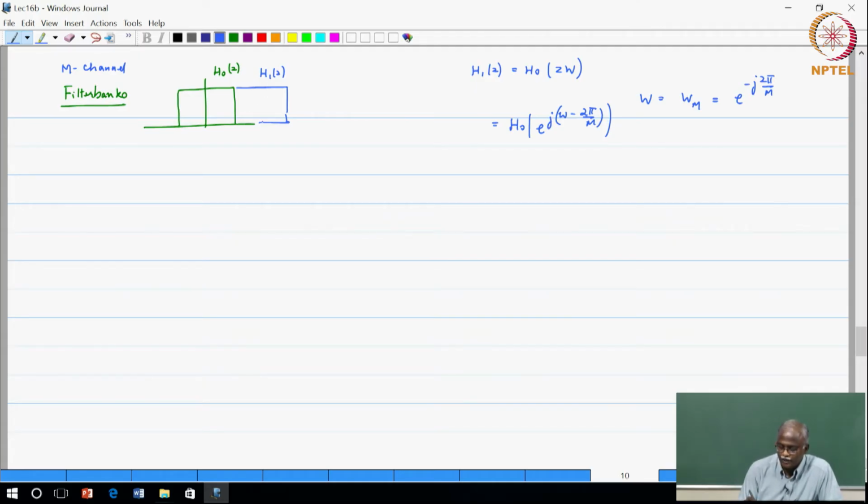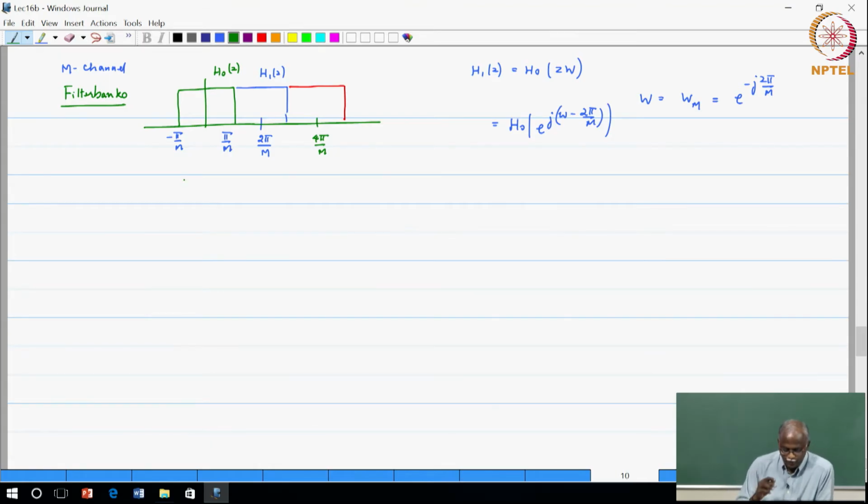shifted filters. So, if this is minus pi over M to pi over M, the center frequency for the first filter is 2 pi over M, the center frequency for the second filter will be 4 pi over M, and so on. Okay. So, let us quickly get that out of the way. This would be 4 pi over M and so on, and the last one will be 2 pi minus 2 pi over M. Okay. So, that is the basic framework.